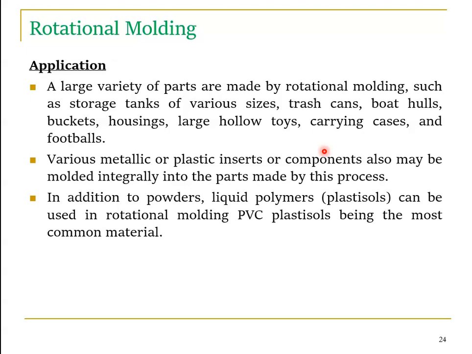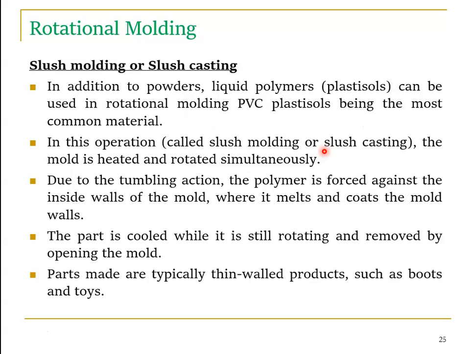In addition to powders, liquid polymers can be used in rotational molding. That is called slush molding, which we are going to see. In the previous case we used raw material in the form of powder, but here we use raw material in the form of liquid, right? PVC plastisols are the most common material in this operation, called slush molding or slush casting. The mold is heated and rotated simultaneously.